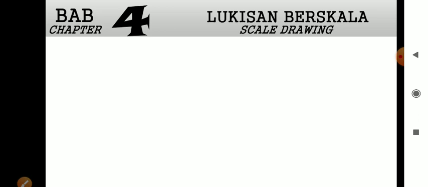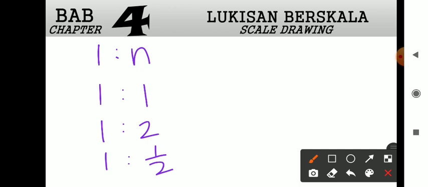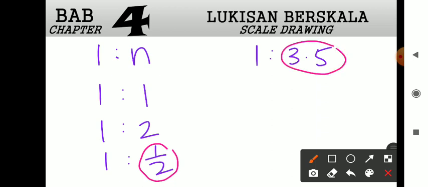Okay. Scale drawing, you write scale drawing in the form of 1 to n. For example, 1 to 1, 1 to 2, then 1 to half. Okay. 1 to 3.5. Okay, so can you see the difference? For scale drawing, you can use fraction.